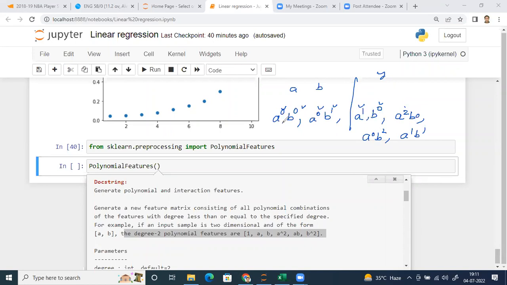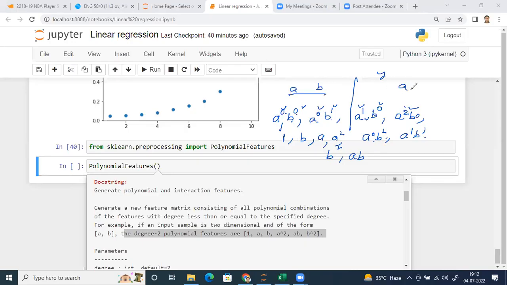What will it give me? It will give me 0, 0. A to the power 0 is 1, B to the power 0 is 1. So what will we get, everyone? Only 1. A to the power 0 again is 1, B to the power 1, but we will get only B. A to the power 2, B to the power 0 will give me A square. A to the power 0, B to the power 2 will give me B square. And A to the power 1, B to the power 1 will give me AB. So if we have multiple features available, it will create all possible combinations.